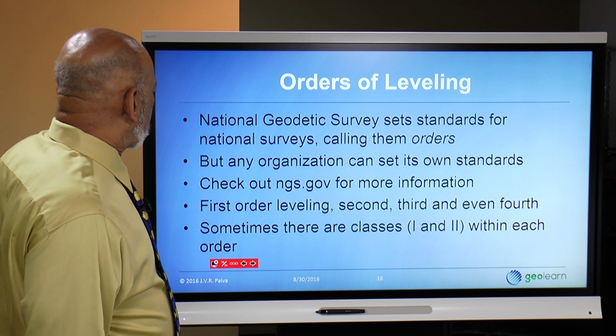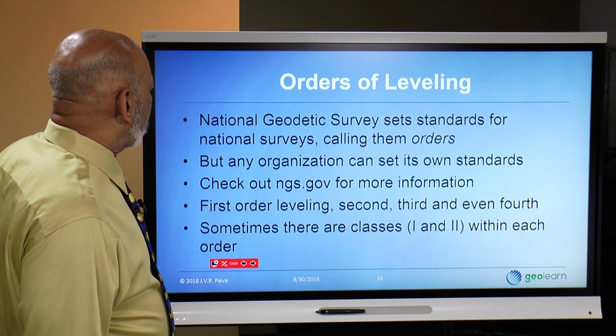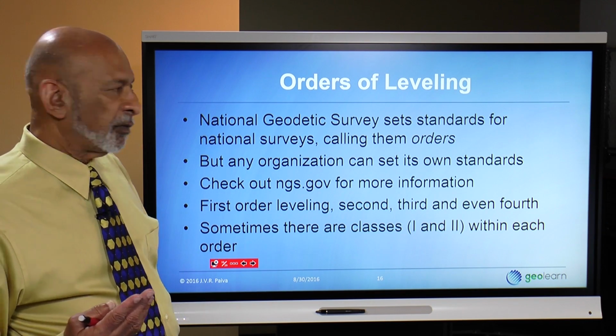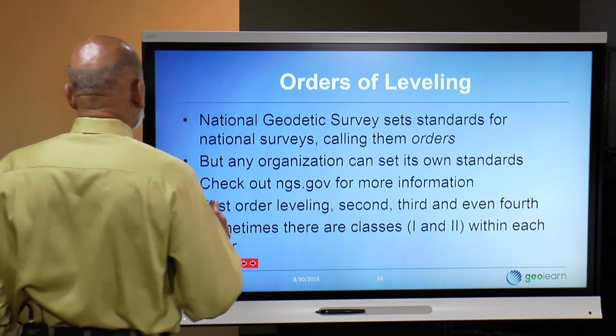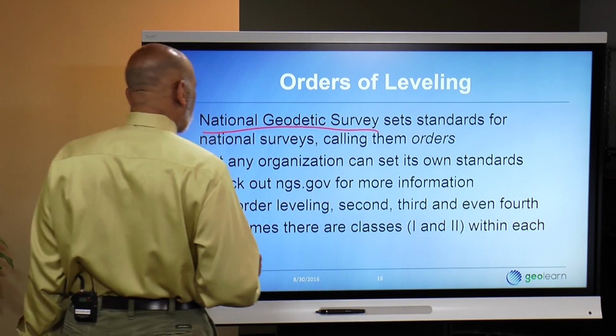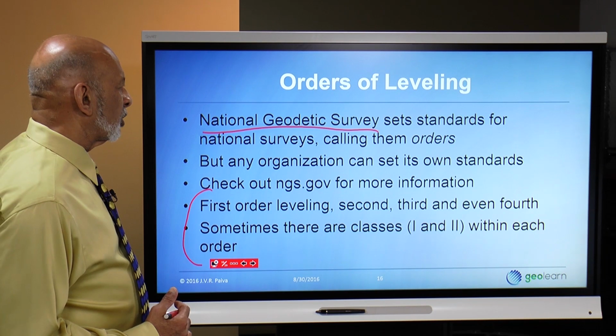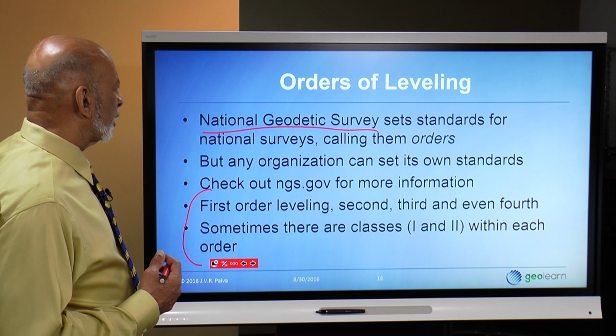And I want to conclude by just talking a little bit about orders of leveling. So when we talk about leveling, there are different levels of accuracy for leveling. The National Geodetic Survey sets some standards, but any organization can set its own standards. And National Geodetic Survey talks about first order leveling, second, third, and even fourth order, and sometimes there's second order, class 2, and so forth. They break it down for different purposes, for different applications. Just depends on what it is you're doing, where it's really critical for this purpose.